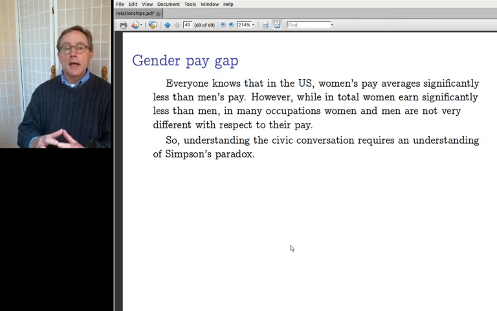But nonetheless, I'm not claiming to settle the question. I'm only claiming that for a person to understand what the argument is, you have to understand how it's possible. You put the data together, you come to one conclusion. You break it out into separate categories, you come to a different conclusion. How's that possible? And the answer is Simpson's paradox.